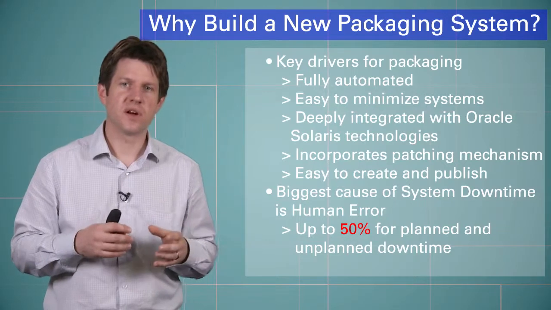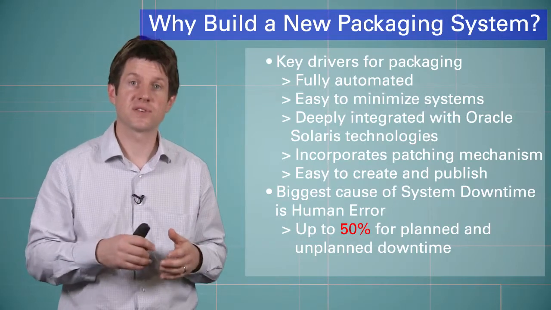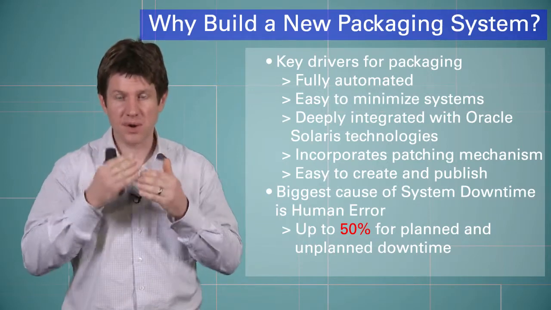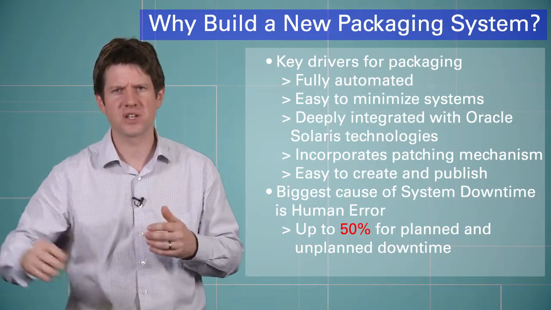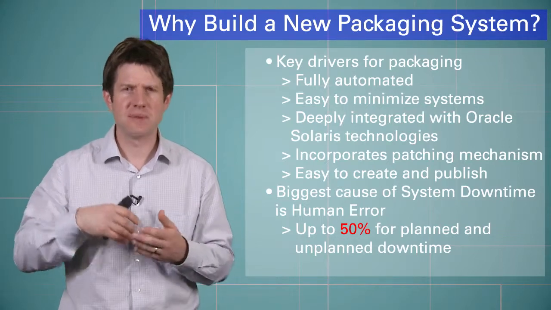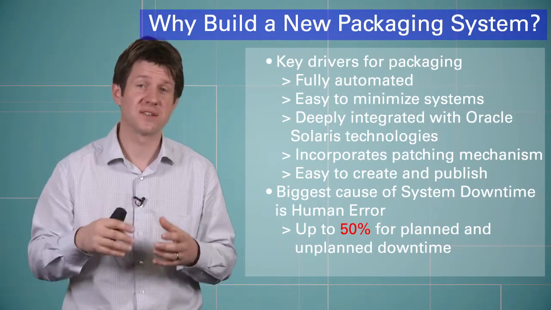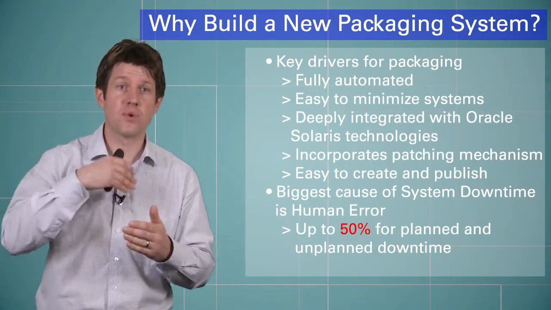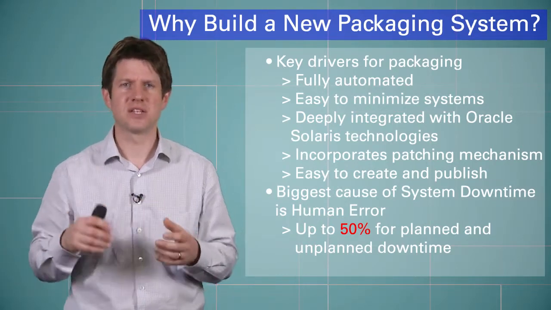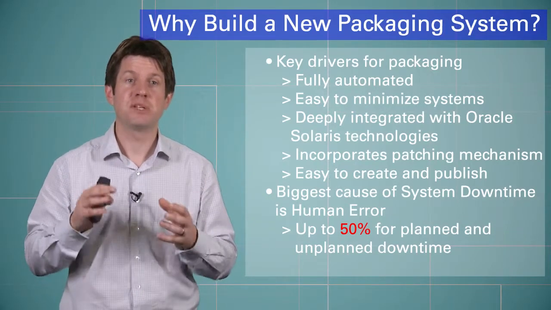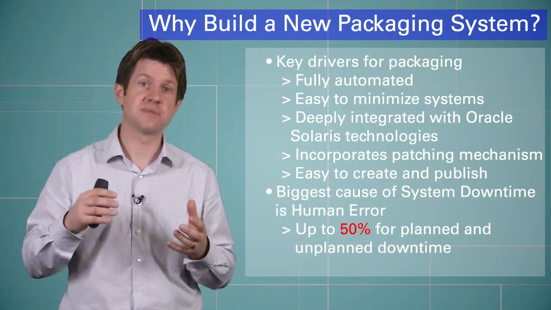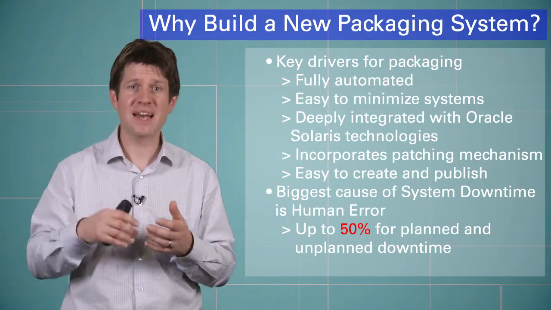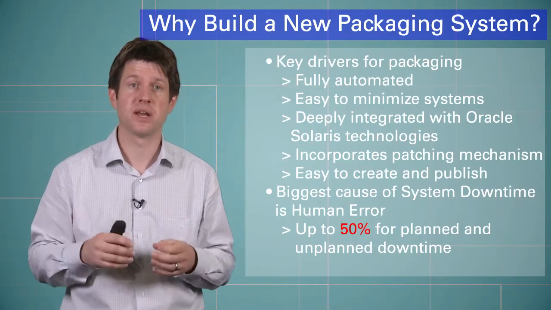So we were seeing an awful lot of time that administrators spent in Oracle Solaris 10 patching their systems, in particular as you know, the market trends move towards more virtualization and consolidation. Administrators were managing multiple virtualized environments, and that perhaps wasn't as automated as it could be. So how can we make that more automated, make it easier to manage, reduce some of the complexity? In particular, one of the biggest causes of system downtime is actually human error, and up to 50% of planned and unplanned downtime is caused by human error.